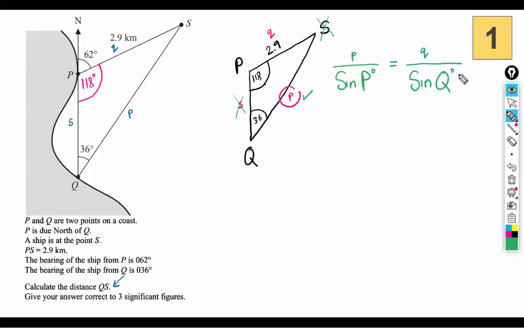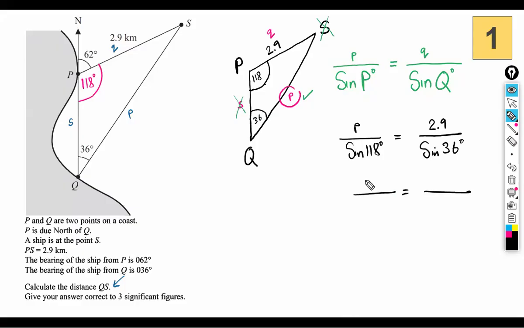I know I keep saying it over and over: when I'm doing my calculations, I'm going to 3 decimal places, and my final answer, I will round it off to 2. Give you a minute to finish it off. Common P is what we want to find. So we have sine capital P, that's 118 degrees. Common Q is 2.9. And then sine capital Q, 36 degrees.